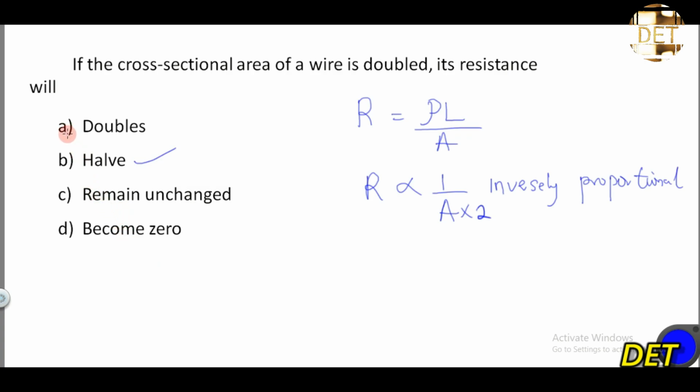So this is very important. If the cross-sectional area of a wire is doubled, doubled means times 2. So if, for example, the area is 1, 1 times 2 will give us 2. So the resistance will now be 1 all over 2, which is half of the original resistance. So this is very important: if the cross-sectional area of a wire is doubled, its resistance will half.